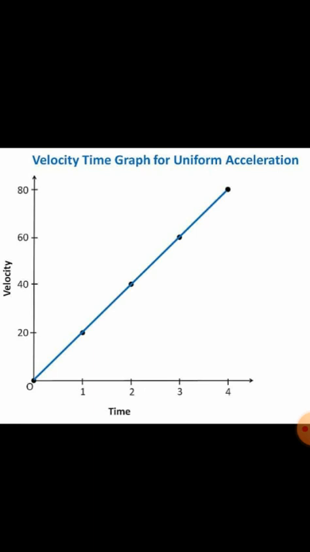Take another 2 points, (2, 40) and (3, 60). Calculate the slope again. We will get the same value. That means the body is having uniform acceleration, because the velocity is changing by equal amounts in equal intervals of time. The velocity time graph for a body having uniform acceleration is a straight line.